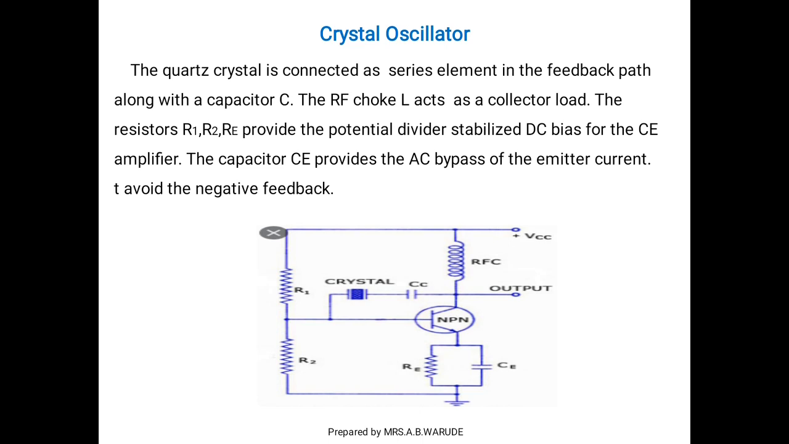For that, observe this diagram. Here the quartz crystal is connected as a series element in the feedback path along with the capacitor C. The RF choke L acts as a collector load. The resistors R1, R2 and RE provide the potential divider stabilized DC bias for the common emitter amplifier. Here an NPN transistor is used and it is a common emitter. The capacitor provides the AC bypass of the emitter current to avoid negative feedback. Here only positive feedback is used.